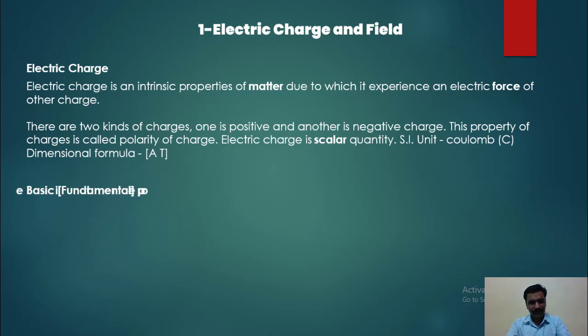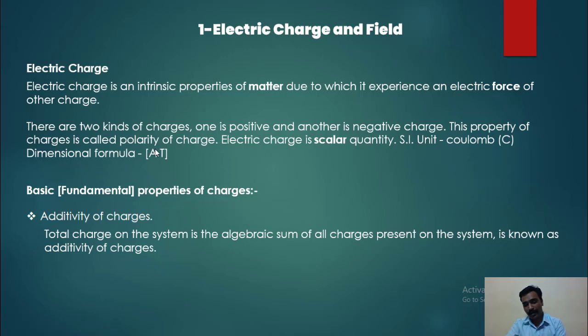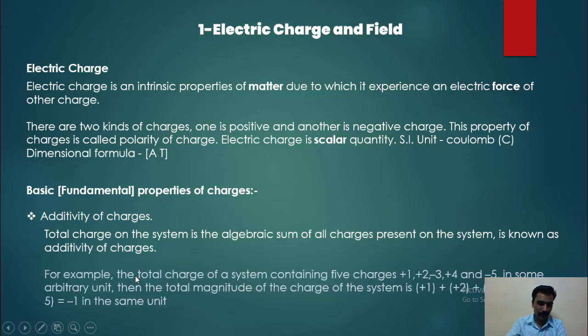Now, electric charge has basic fundamental properties. Remember, only three fundamental properties are there. The first one is additivity of charge. Additivity of charge means that in a system there are a number of charges, but the total charge on that system can be measured by adding, by algebraic methods, the sum of all charges. So the total charge on the system is the algebraic sum of all charges present on the system, known as additivity of charges. For example, there are a total of 5 charges on the system: plus 1, plus 2, minus 3, plus 4 and minus 5. How many charges? 1, 2, 3, 4, 5 charges. Among the 5, 3 are positive charges and 2 are negative in the system.